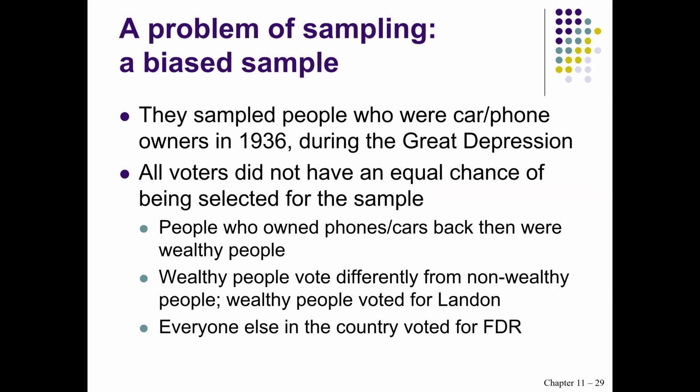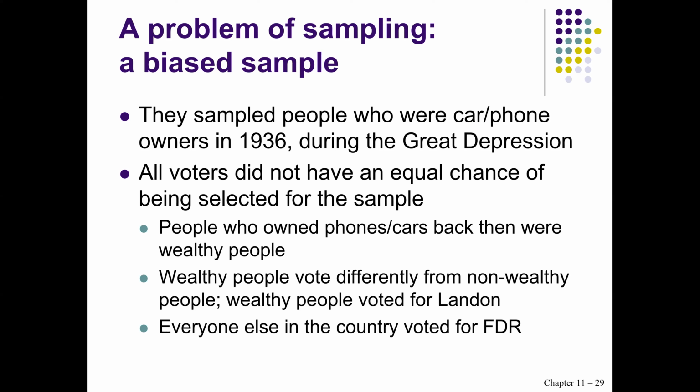But that's not what they did. So they got the wrong sample. And because they got the wrong sample, they predicted wrongly who was going to win the election. People who owned cars and phones back then were probably much more likely to be wealthy. And wealthy people, as we know, vote differently from people who are not wealthy. And so they showed correctly that wealthy people were going to vote for Landon, and they did vote for Landon.